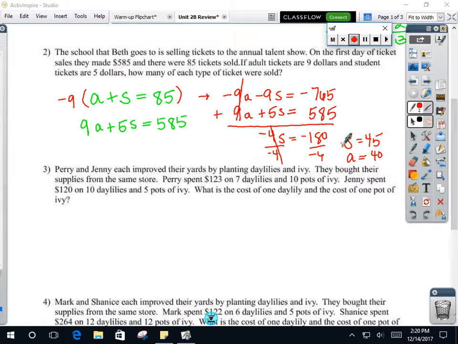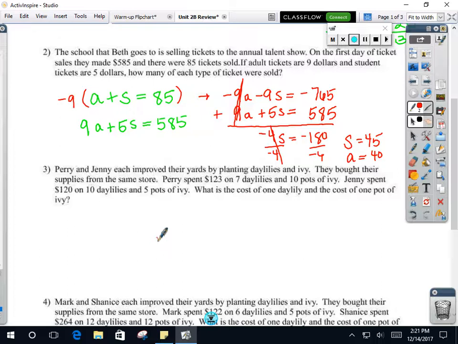The school that Beth goes to is selling tickets to the annual talent show. On the first day of ticket sales, they made $585, so that was one of my totals. There were 85 tickets sold, so that was my other total. We don't know how many of each were sold, so you just put A plus S. But we do know as far as the money's concerned that $9 for each adult, $5 for each student. I then chose to multiply the top by -9 to get that to be a -9A that would cancel out with the 9A below it. And then after doing all the work, I ended up with S equals 45. Well, if there were 45 students, there had to be 40 adults because there were a total of 85 tickets.